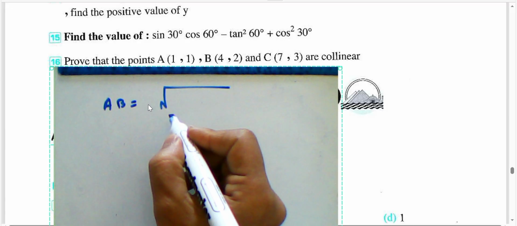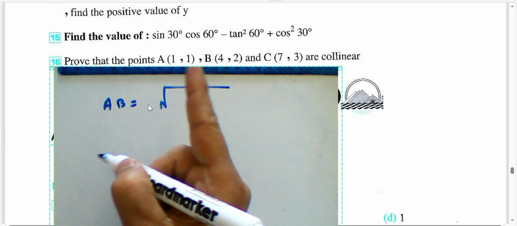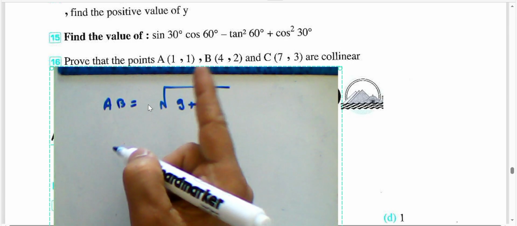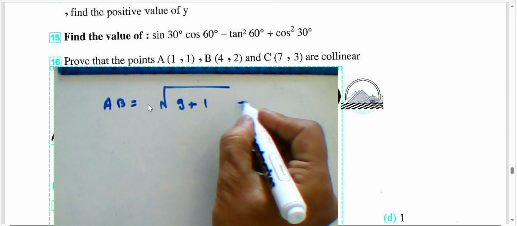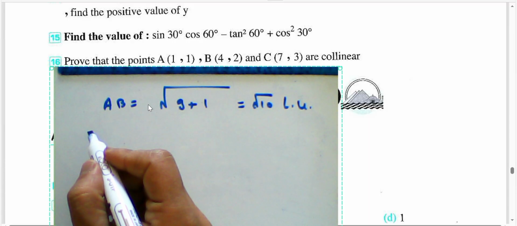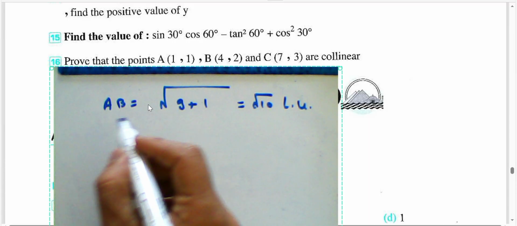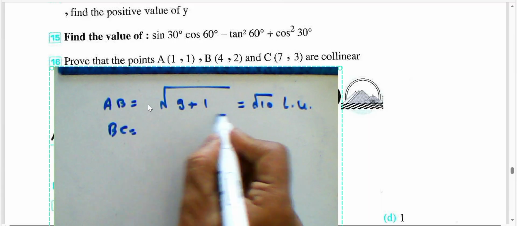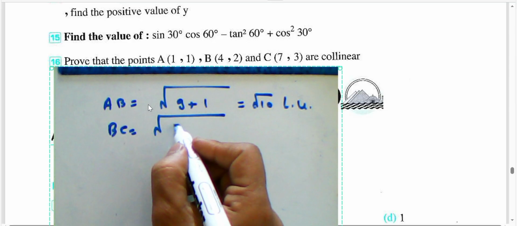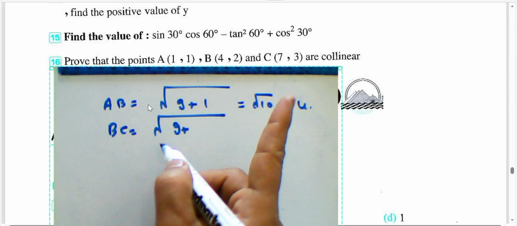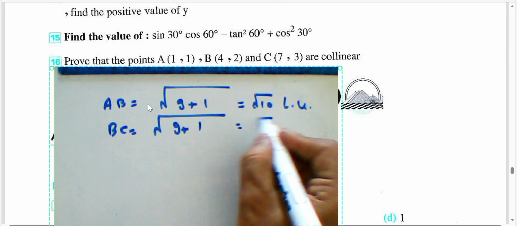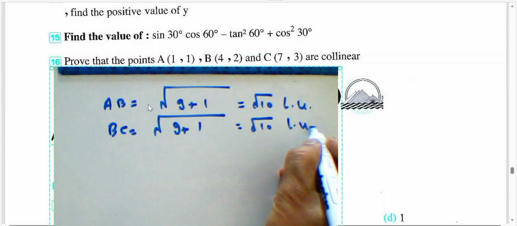equal square root of, look here, 4 minus 1 is 3, 3 power 2 is 9. 2 minus 1 equals 1, 1 power 2 is 1. Then the answer will be square root of 10 length unit. Now I will find the length of BC. Look with me, B and C. 7 minus 4 is 3, 3 power 2 is 9. 3 minus 2 is 1, 1 power 2 equals 1. Then the answer will be square root of 10 length unit.